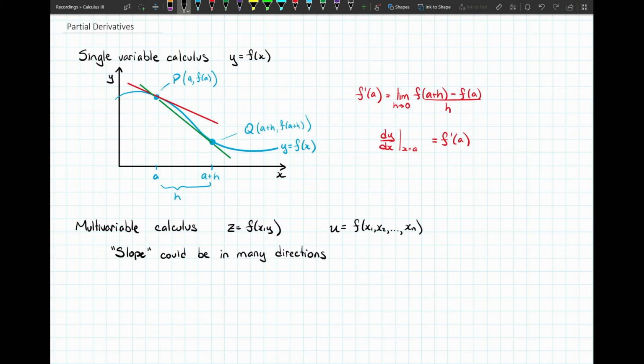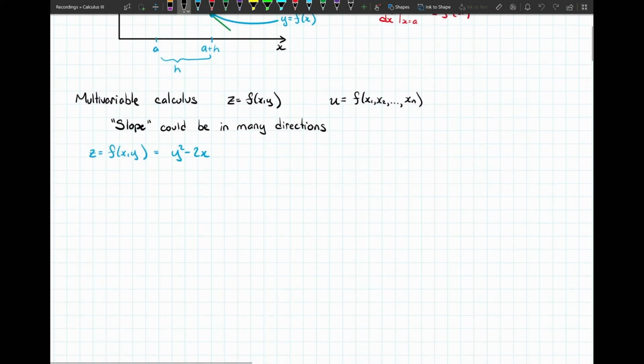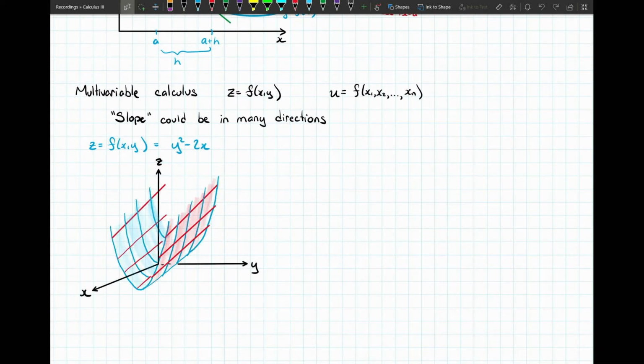The aim of a partial derivative is to take a function, let's say z equals y squared minus 2x. And if we wanted to try to graph that, well, that would be parabolic along the yz plane and any cross sections parallel to it. It would be linear in the xz plane and any cross sections parallel to that. So you can get a general sense of it.